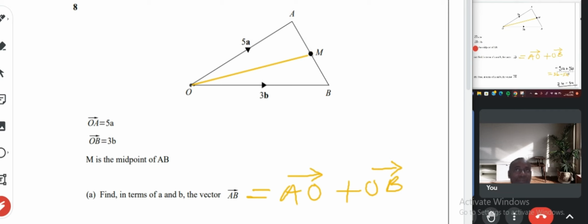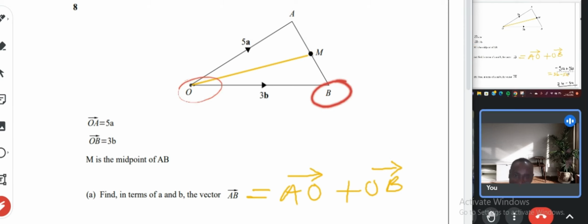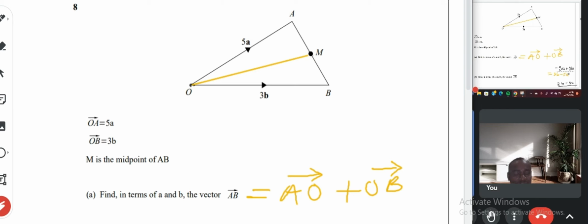You could just go from O to B to M. Yes, you can also do O to B, and then B to M. That's also correct. You get the same answer. How does that include A? Pardon? Like if you're doing O to B to M, how does that include A? If you go from O to B, that will be 3B plus B to M. Whichever route you follow, you will get the same answer.